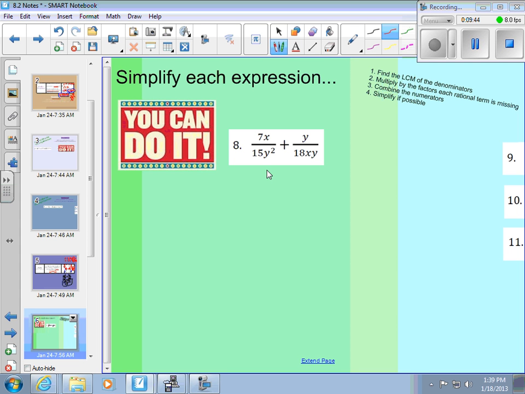Let's take it piece by piece. Let's start with the numbers here. 15. What are the multiples of 15? If we start going through, we've got 15, 30, 45, 60, 75, 90, 105. Let's see about 18. What are multiples of 18? 18, 36.